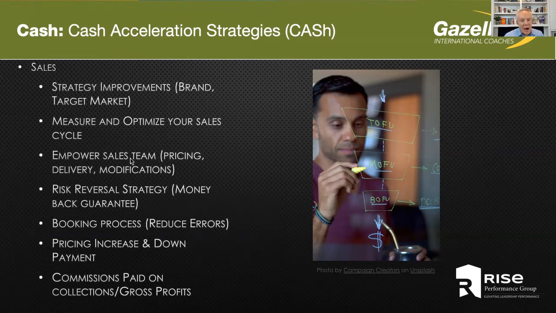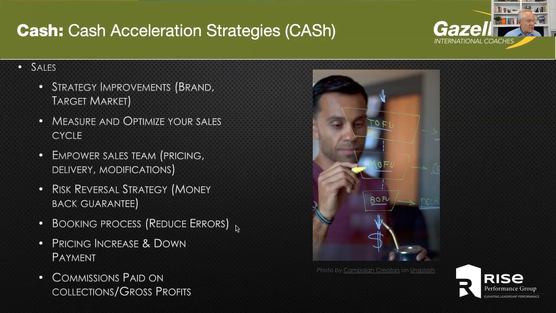Is your team empowered? Can they make pricing decisions within constraints that you've offered? Can they negotiate delivery and modifications in the field, or does it have to come back to the office, and again, go through approval loops that can be time consuming to getting business closed and products delivered? Can you implement a risk reversal strategy? So remove the risk from your prospects of engaging with you by offering money back guarantees or other strategies.